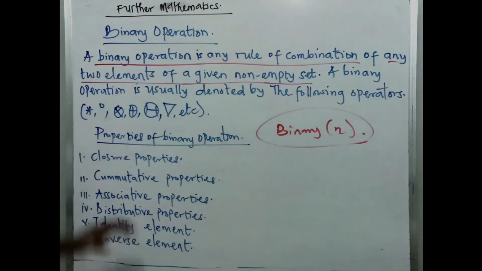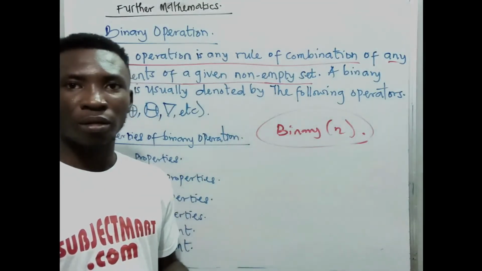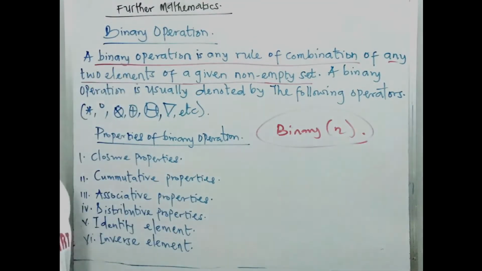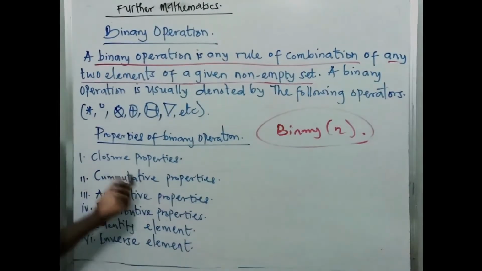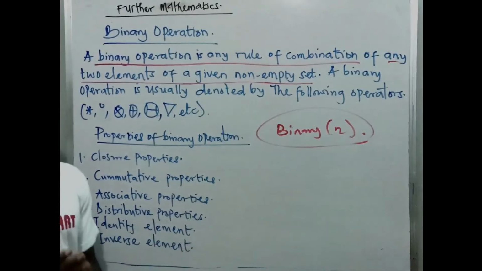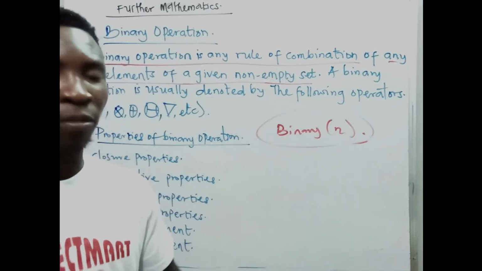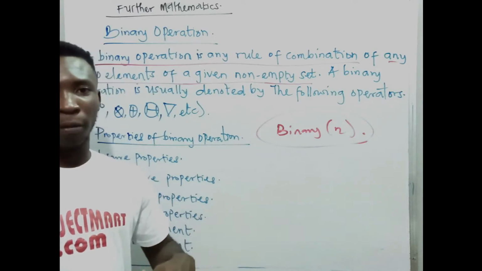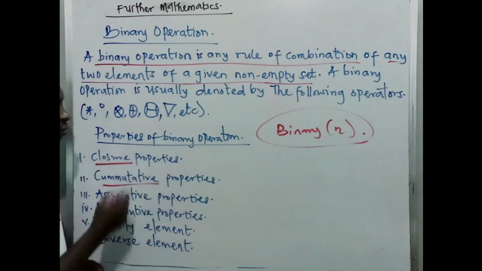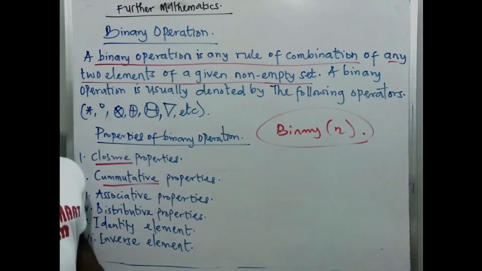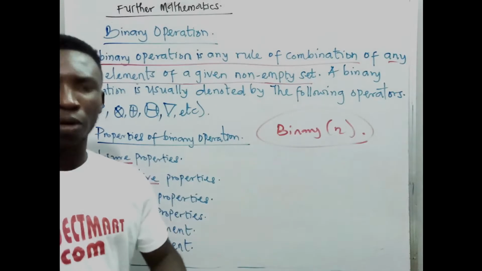So we can have different symbols to denote binary operation. Now, there are different properties of this binary operation. We're going to be dealing with the properties one after the other. These properties, we have the closure property. I would like us to know these properties first before we start the explanation of the properties. So we have the closure property. We have the commutative property. We'll talk about the commutative law of addition and the commutative law of multiplication.